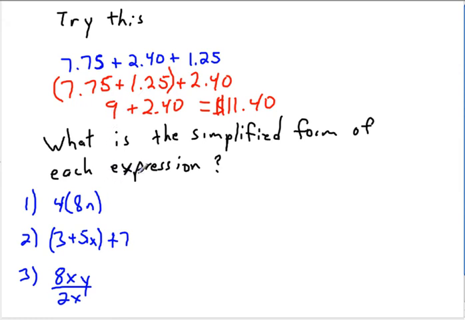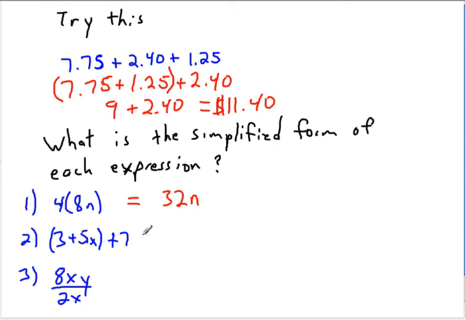Also in this section, we need to talk about simplifying expressions, which we talked about a bit last year. For number 1, the associative property of multiplication will tell us that we can multiply the 4 times the 8, which will give us 32, and then we multiply the n after. Since we don't know what n is, there's nothing we can do there. We just say we're going to multiply by n.